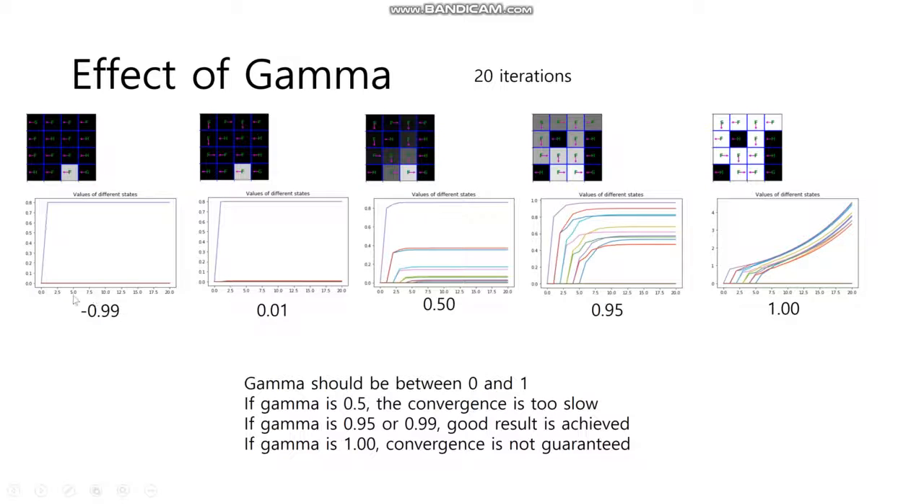When the discount factor is negative 0.99, it doesn't work. 0.01 virtually doesn't work. When it's 0.5, it sort of works, but the convergence speed is too slow. When it's 0.95, which is familiar to us, it works well. When it's exactly 1, it does not work. So please set gamma as a real number between 0 and 1, close to 1, but not exactly 1.